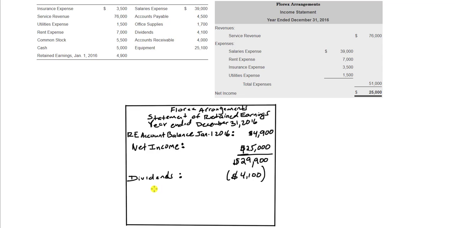Okay, and your final line shows what is your new account balance at the end of 2016. So this will be your beginning account balance when you do your statement of retained earnings for 2017, right? So the final line is retained earnings account balance December 31st, 2016. 29,900 minus 4,100 is equal to $25,800. I guess you put a line here.